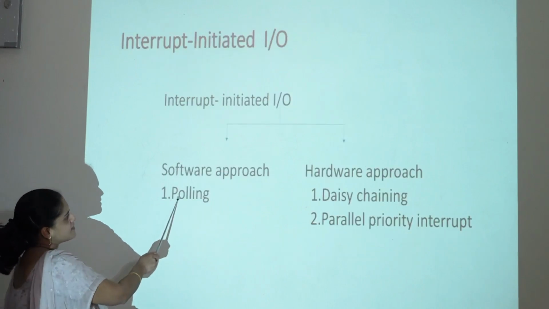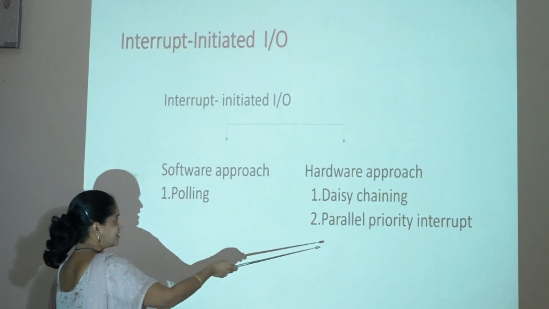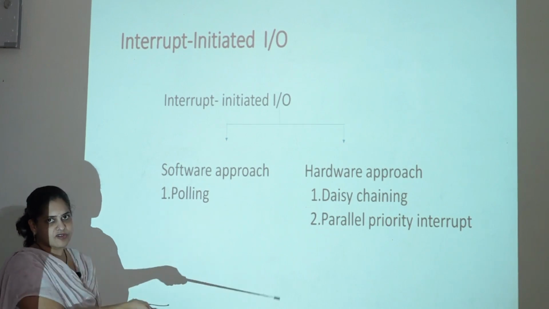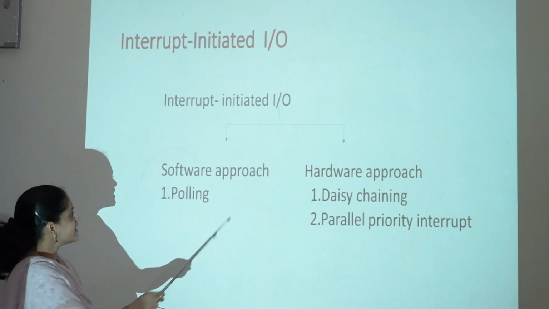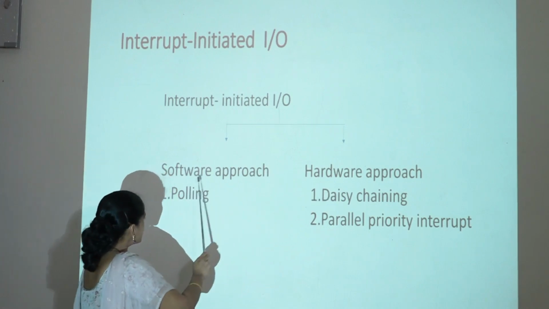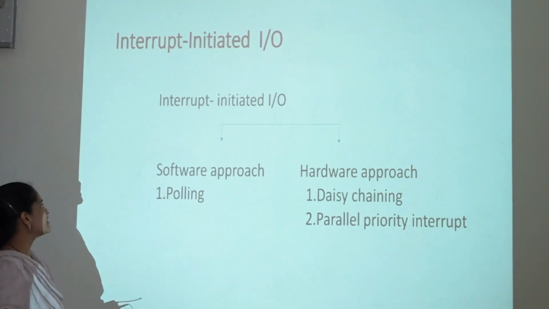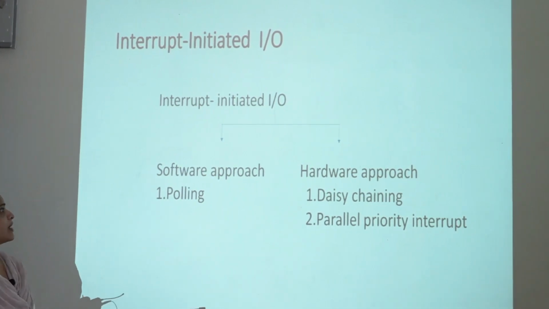Polling mechanism and daisy chaining mechanism are both similar. Polling is implemented as a software approach with the help of a program, whereas the daisy chaining mechanism is similar to a polling mechanism, but it is implemented as a hardware approach. So we will see each approach. The first type is a polling mechanism.